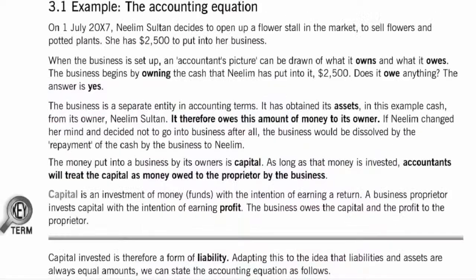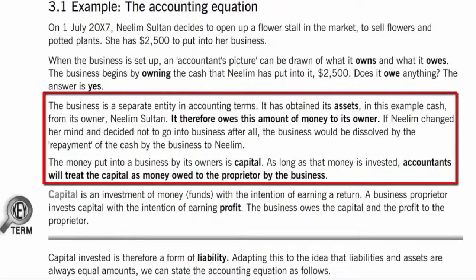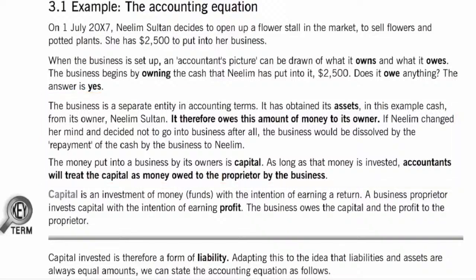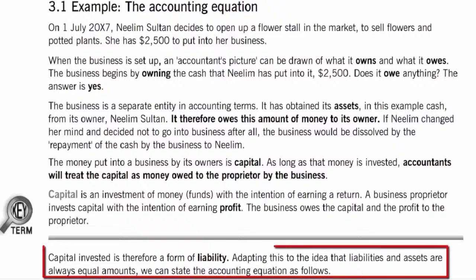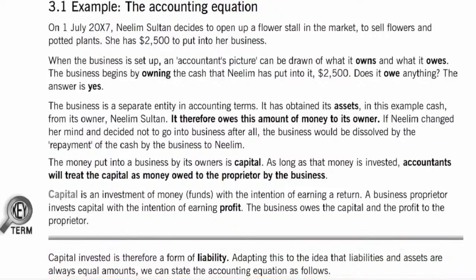Understanding the concept of capital as a loan from the owner. In accounting, we treat the business as a separate entity from the owner. This means that even though Neelam owns the business, her investment is seen as money the business owes back to her. If Neelam decided not to go ahead with the business, the business would be responsible for returning the $2,500 to her. In accounting terms, the capital is treated as a form of liability to the owner, meaning the business owes this amount back to Neelam. As long as Neelam's money remains invested in the business, it is recorded as capital in the accounting equation.